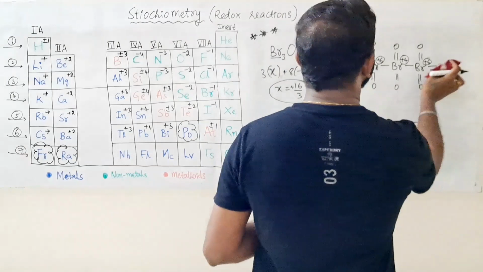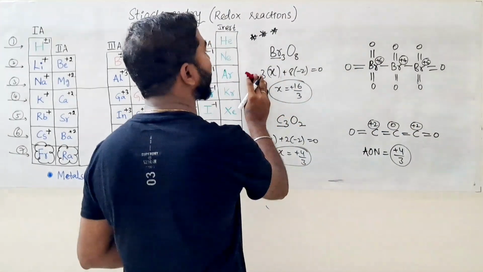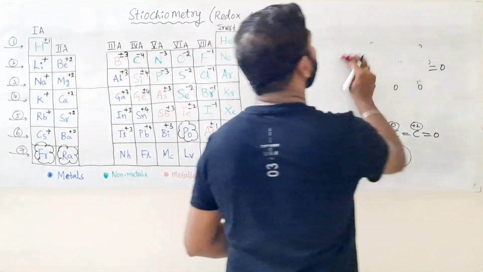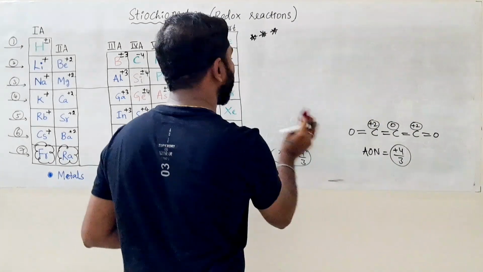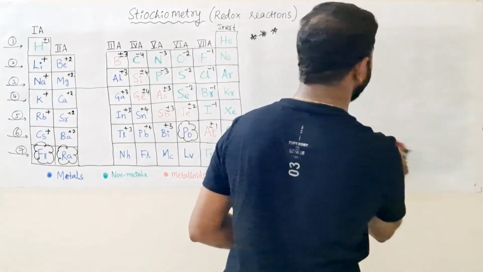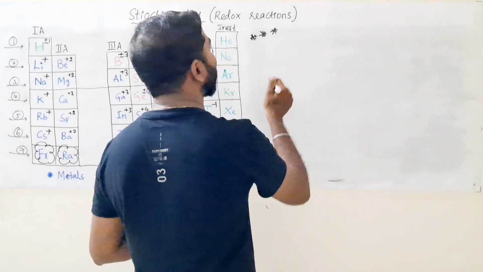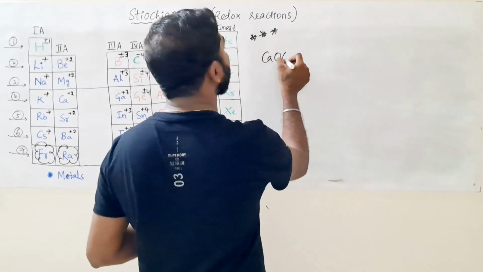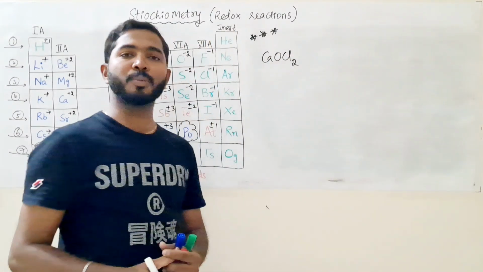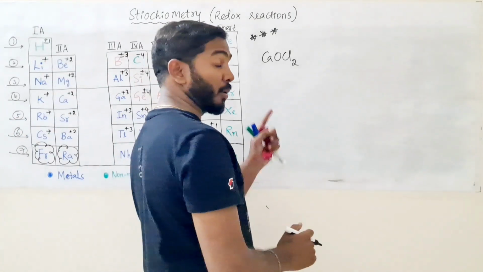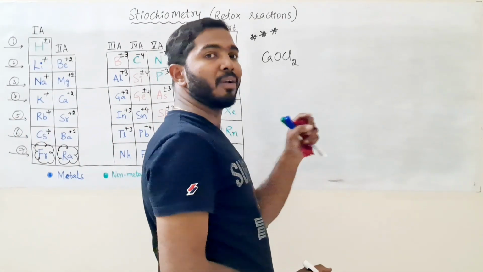And then next, let me go to some other molecule. Let me take bleaching powder. What is the bleaching powder formula? Calcium hypochlorite, that is CaOCl2, which is our bleaching powder.